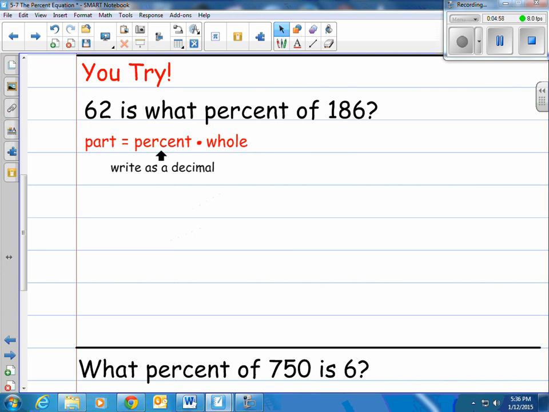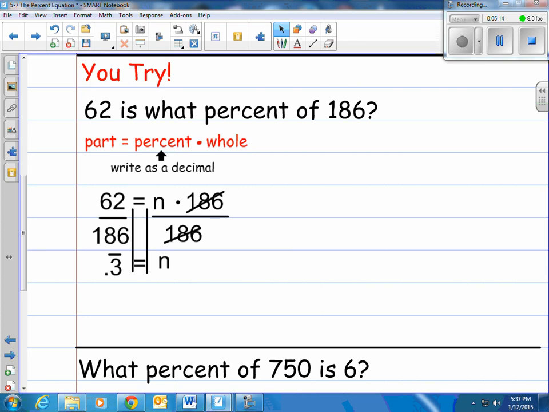62 is what percent of 186? We have our equation, so let's plug those pieces in. 62 is, which is equals, n, which is the percent we don't know, times, which is of, and then 186. Well, let's divide by 186 on the right side and the left side. When we take 62 divided by 186, we get 0.3 repeating. And we move the decimal over 2 spots. That gives us 33.3 repeating percent. So we would say 62 is 33.3 repeating percent of 186.